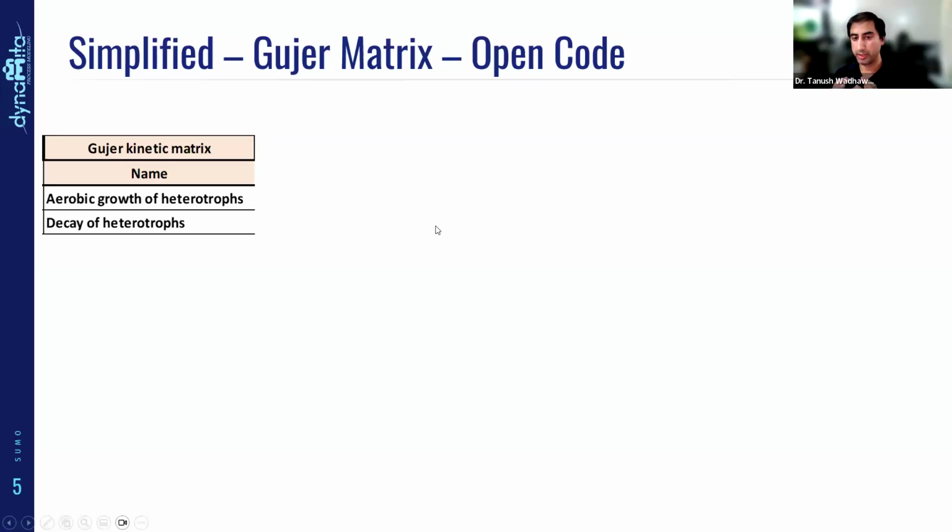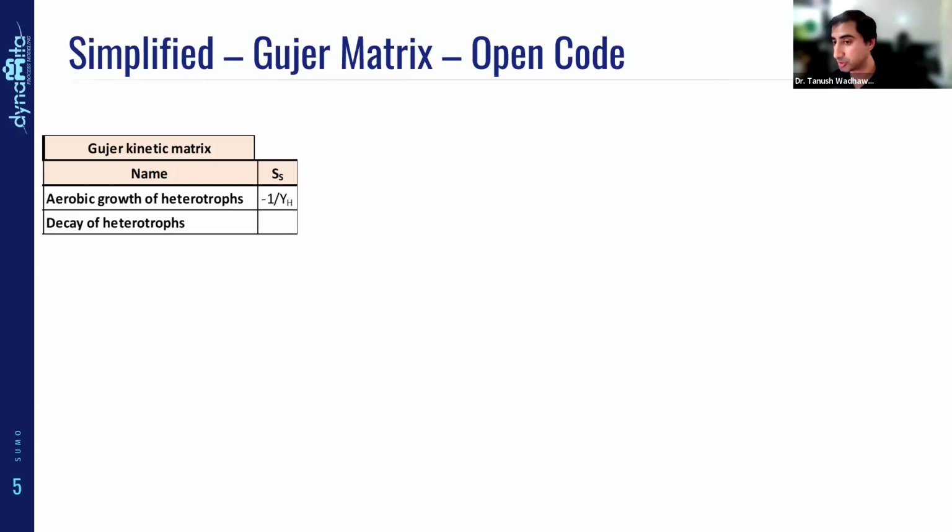Okay, so with this simple example, my goal is to explain where the stoichiometry and the rate of the reaction come from. Let's imagine there are two reactions in the matrix. One is aerobic growth of heterotrophs, and the second is decay of heterotrophs. There is always substrate involved when we are talking about aerobic growth of heterotrophs. What does it happen on? So it's soluble substrate. So there is a yield associated with that.